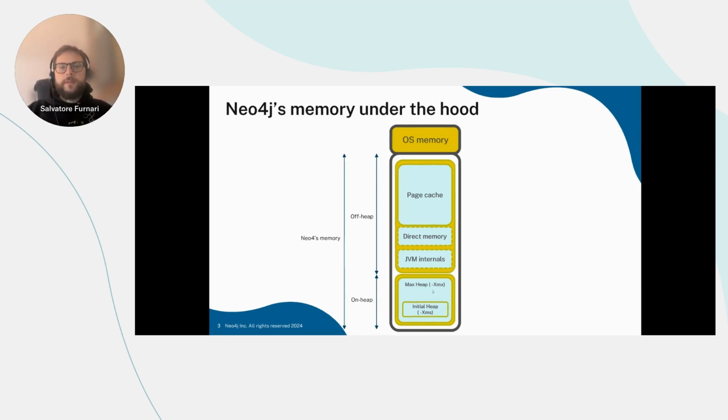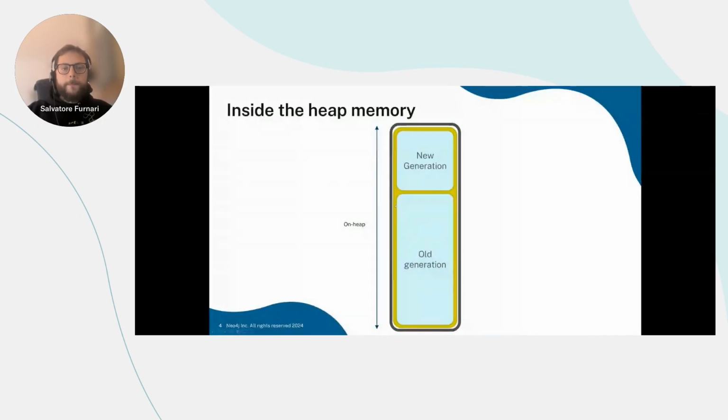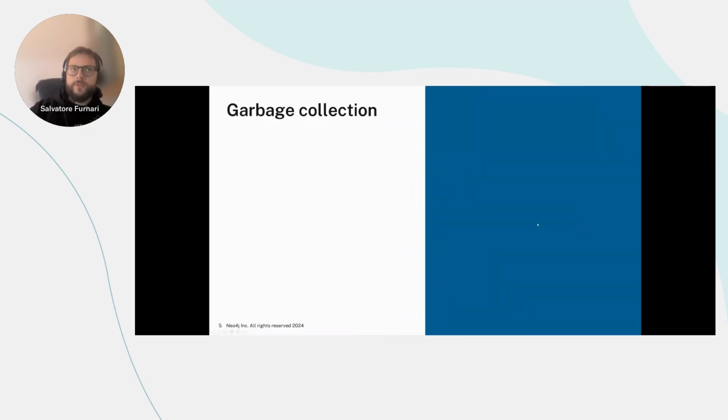So let's zoom in a bit. We can further divide the on-heap memory into two areas. We have the new generation, where there are newly created objects, and the old generation, in which there are objects that have survived for a sufficient period of time. Each time a garbage collection runs, the JVM process is stopped, and then it is resumed when it has finished. So it's crucial that the garbage collection time lasts as little as possible.